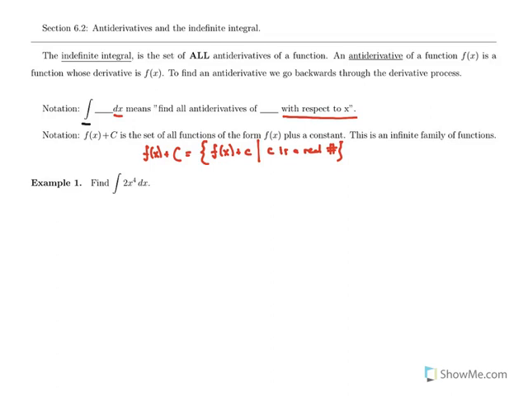So let's look at this indefinite integral. Let's find the integral of 2x to the fourth dx. And note that this is a sentence that reads, find all antiderivatives of 2x to the fourth with respect to x. Let's actually write this out.